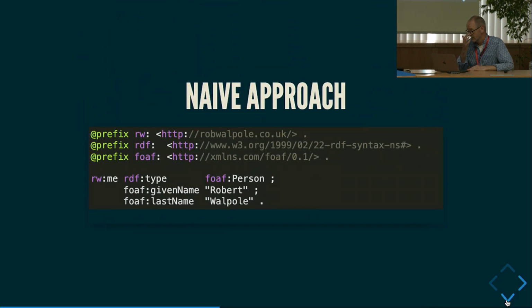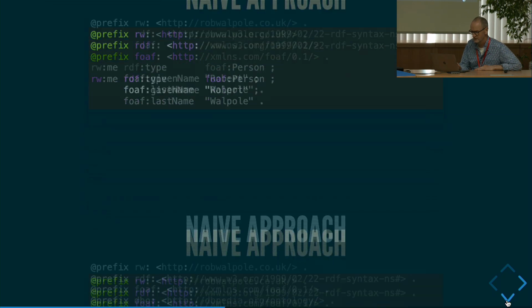Well, I could take a very naive approach and just start creating some RDF. So here we go. I'll create a resource for myself, and I'll say I'm a FOAF person, and I've got a given name and last name. Great, so far so good.